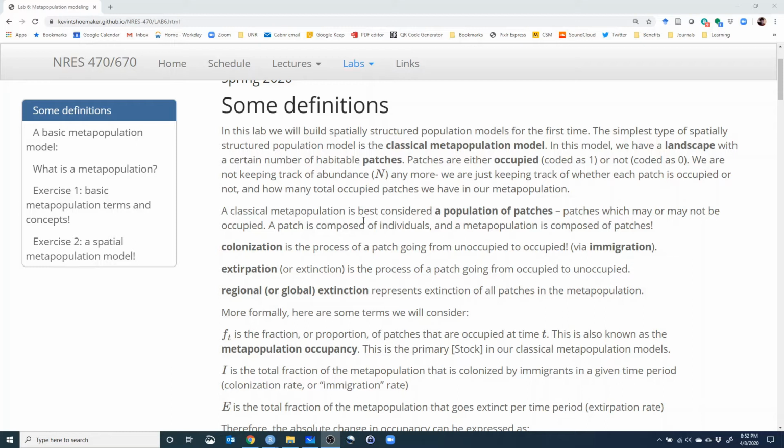Extirpation is the opposite process. That's where a colonized or occupied patch becomes unoccupied. Sometimes that's just called extinction. We can call it extirpation. Either one, it means the same thing. Now, if all patches in a landscape become extinct, that has a special term, and that's called global extinction or regional extinction. Once that happens, there may be no chance for patches to be recolonized because there's no source potentially of new colonists or immigrants because the whole metapopulation is extinct.